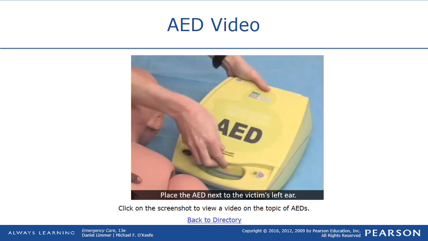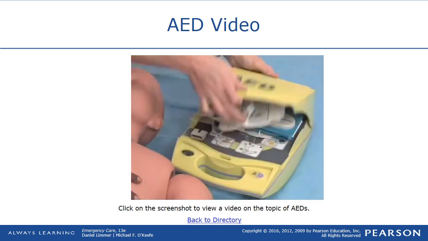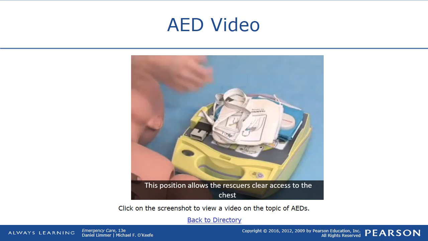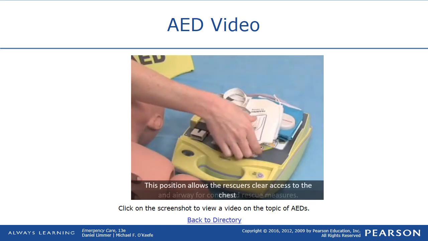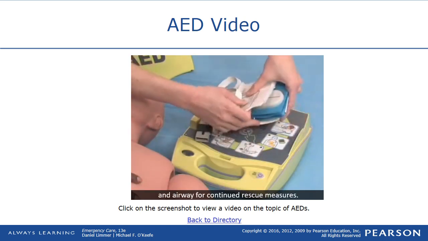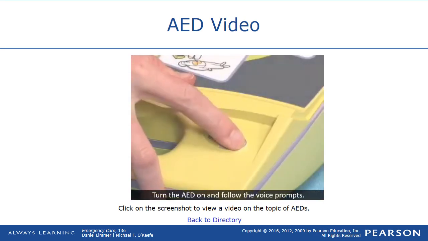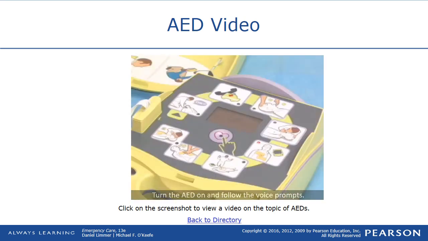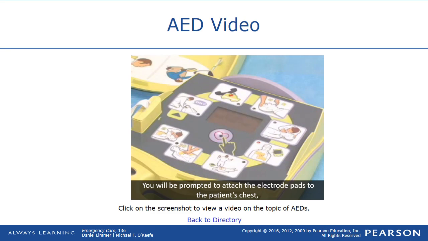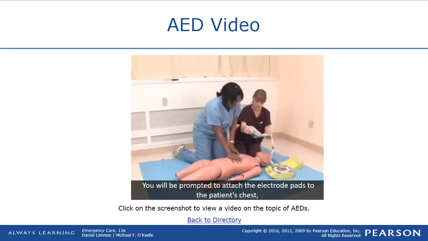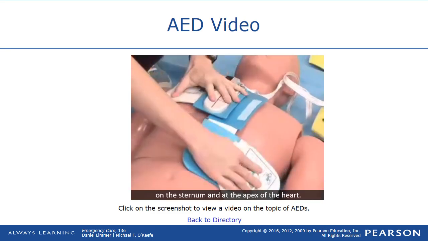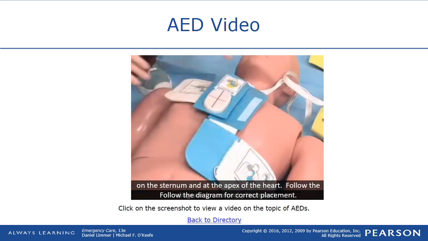Place the AED next to the victim's left ear. This position allows the rescuers clear access to the chest and airway for continued rescue measures. Turn the AED on and follow the voice prompts. You will be prompted to attach the electrode pads to the patient's chest, on the sternum, and at the apex of the heart. Follow the diagram for correct placement.